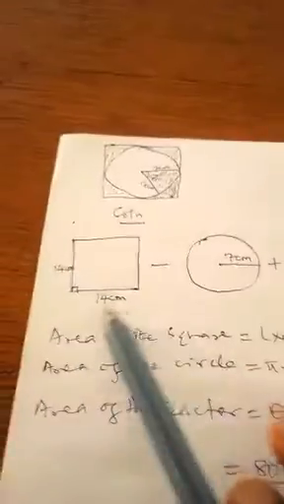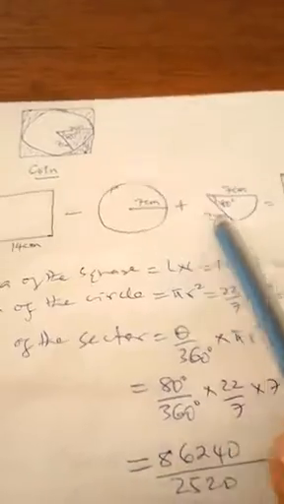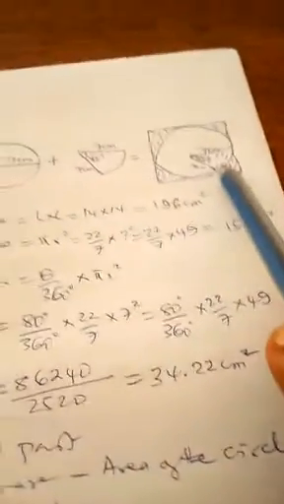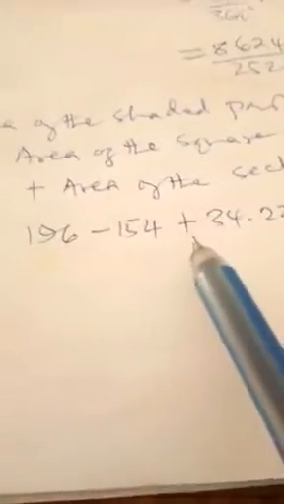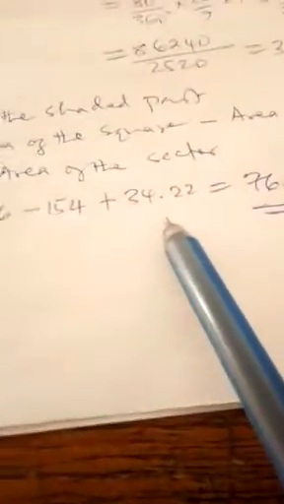Then come and apply what we say here. Area of square minus area of circle plus area of sector will give you the area of the shaded part. And that is what you have here. Area of the square minus the area of the circle plus the area of the sector. That will give us the area of the shaded part. And that's what you do there.